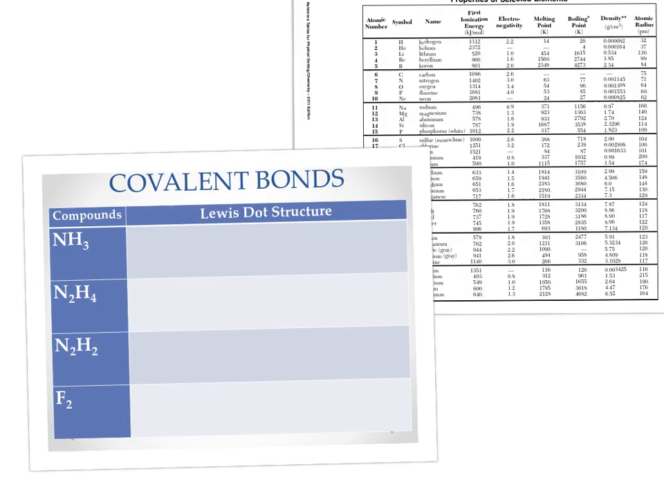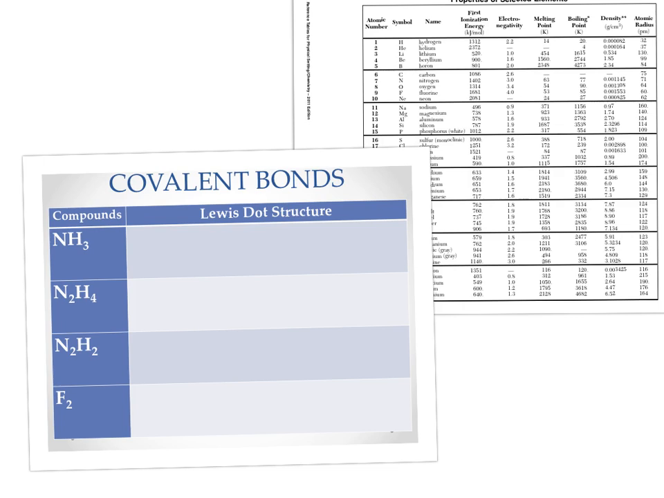So let's take a look at Lewis dot structures for covalent bonds. And remember, covalent bonds are bonds between 2 or more nonmetals. So let's take a look at NH3. So N is a nonmetal, and so is hydrogen. And in this case, we have 4 total atoms.